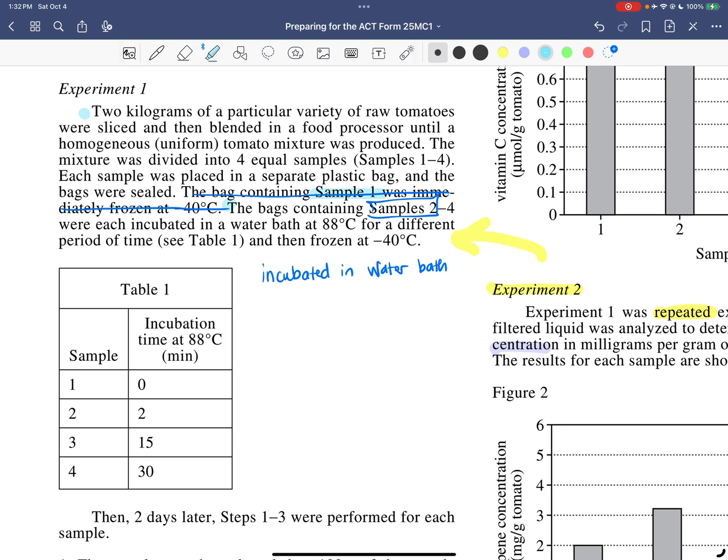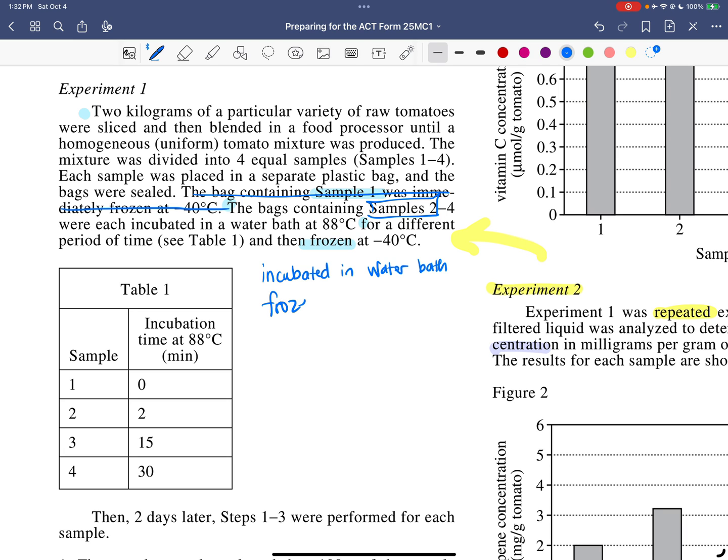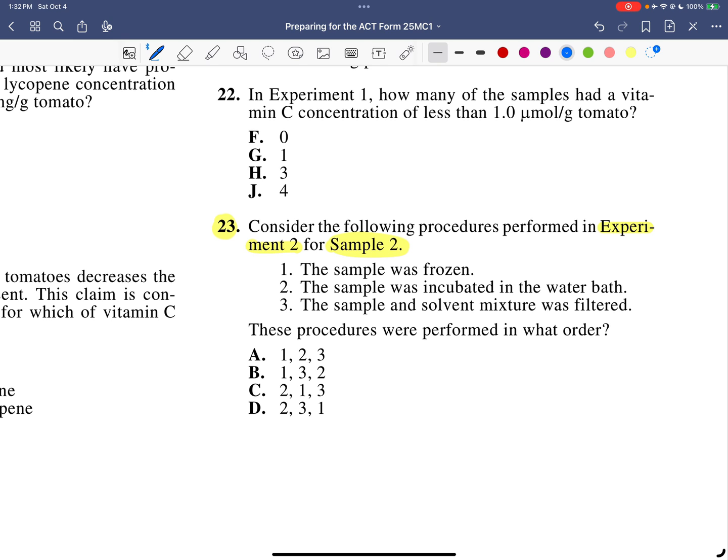All right, and then let's see what happened. It said for a different period of time, and then frozen. Okay, that's what happened next. And we could probably take those 2 steps and find our answer. So first we're saying sample 2 is incubated in a water bath and then frozen. So coming back over here, which one of those came first? We're saying that this one, the sample was incubated in the water bath, was the very first procedure, and that only applies to C and D. Do you see that? And then we're saying that the second thing was that the sample was frozen, which was 1. So we have 2 and then 1. So it looks like the answer for 23 is C.